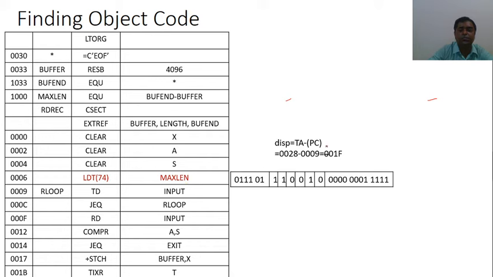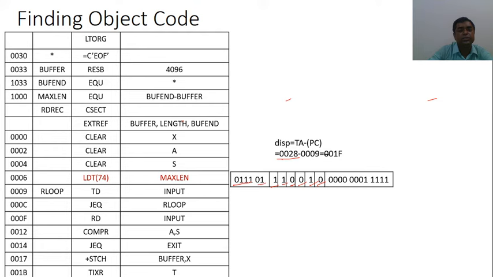The displacement equals target minus content of PC, that is 0028, the target address, minus the content of PC, that is 0009. You will get the displacement as 01F. Now the opcode is 74, so it is written here as 7 and 01; the last two zeros are truncated. The type of addressing is direct, so it is n=1, i=1. X is 0 because there is no indexed addressing. B is 0 because I am not applying base relative addressing. P is 1 because I am applying PC relative addressing, and E is 0 because this is a format 3 instruction. What is the displacement here? 01F. You will get the object code.